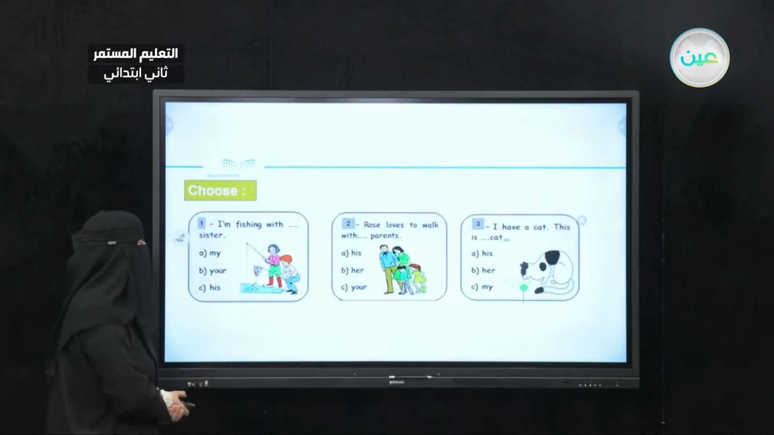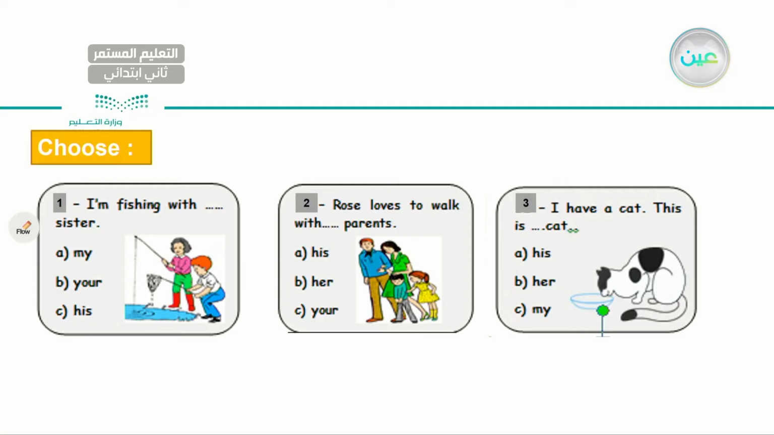Okay? Now let's do the same. Choose. Number 1. I am fishing with sister. My sister, your sister, his sister. What do you think, my dear student? I am fishing with, the answer is my sister. Very good. I am fishing with my sister.